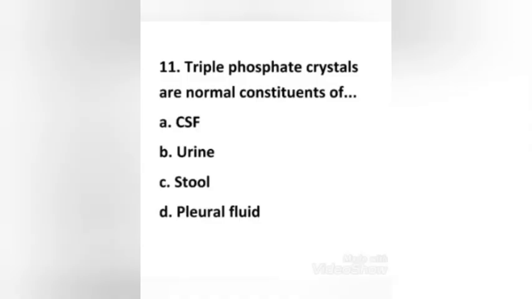Next question. Triple phosphate crystals are normal constituents of CSF, urine, stool, pleural fluid. Here the right answer is option B, urine. Triple phosphate crystals are normal constituents of urine.